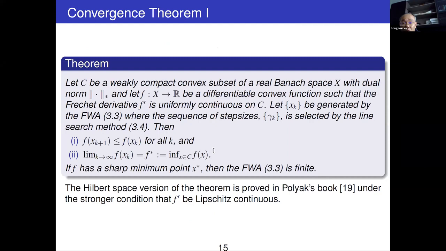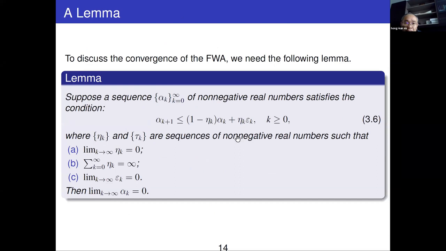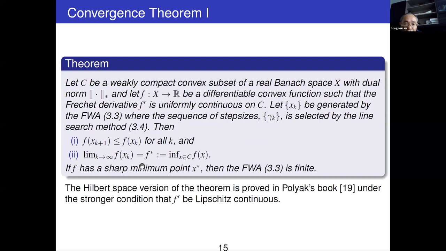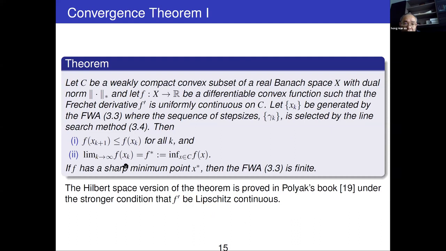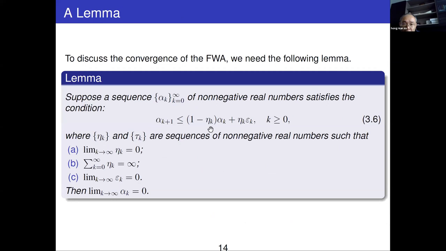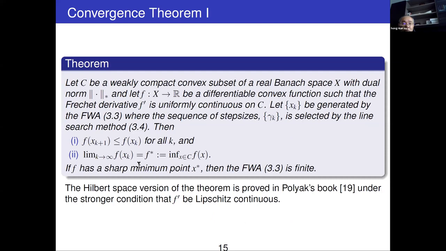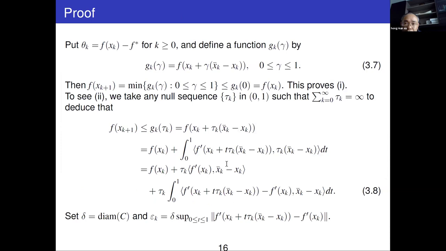Now the proof. I just use the lemma I just mentioned. To prove convergence, for example, that f of xk converges to f of x star, I just need to prove the difference between f of xk and f star goes to zero. So then I can use this lemma. I just need to check that the difference, as alpha k, satisfies this inequality with the conditions A, B, and C, then I can conclude the convergence. I'm not going to speak about the details, because I have to go fast.